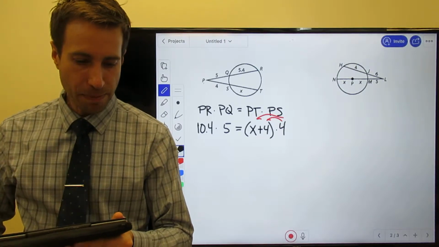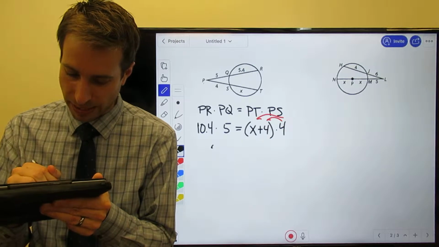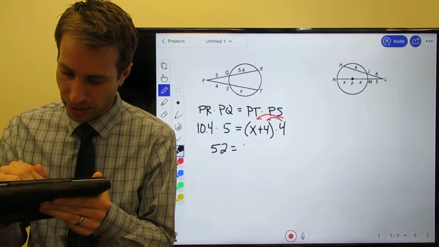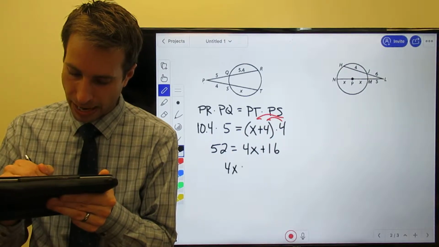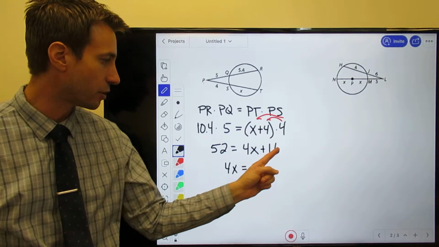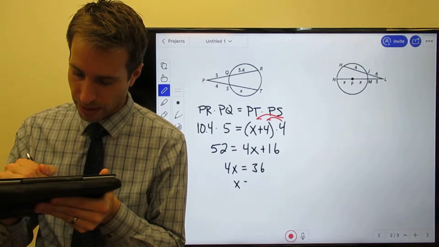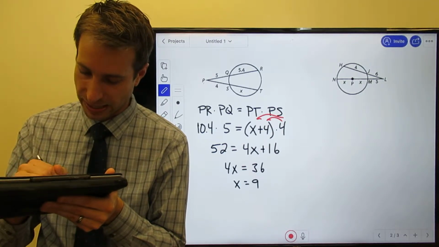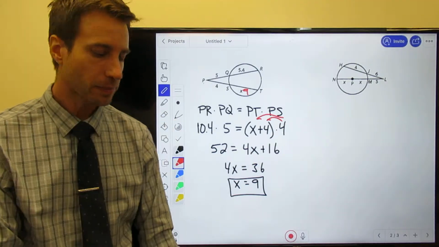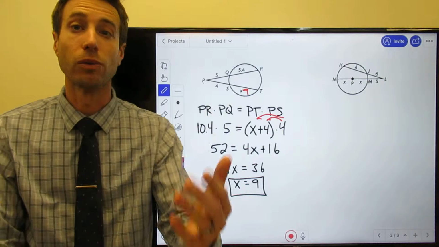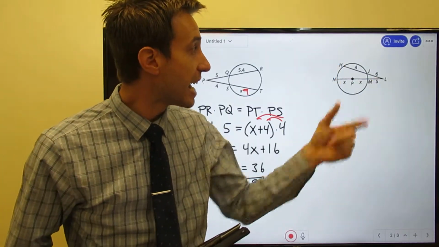All right, here we go. 10.4 times 5 actually comes out to be nice. It's going to be 52. I get 4x plus 16. Subtract the 16 to the other side. 52 minus 16 gives me 36. And 36 divided by 4 is 9. So we get a 9 for x. X is 9. Let's do it again. Again, the more practice we get, the better at these we're going to get.